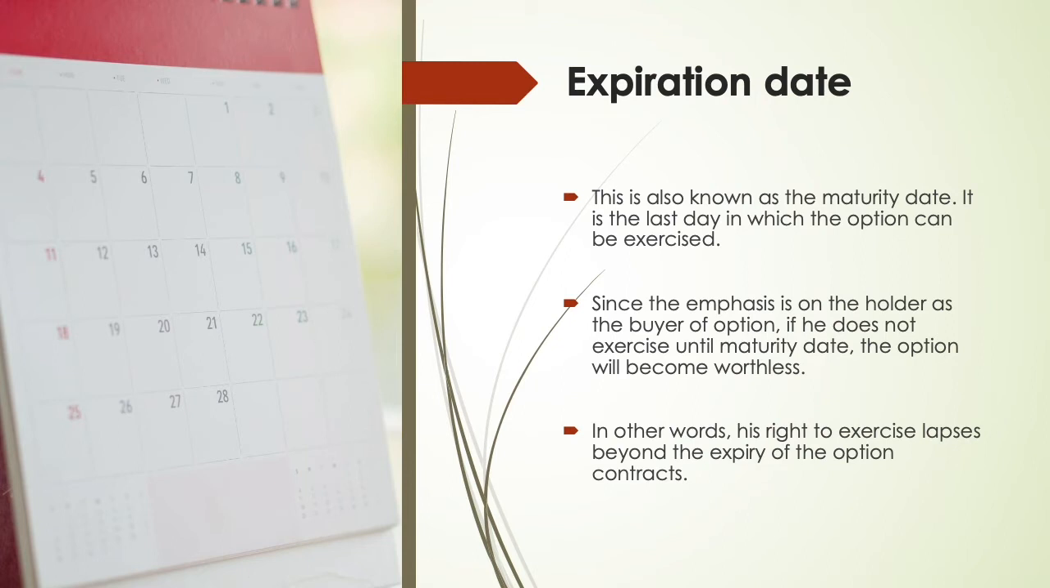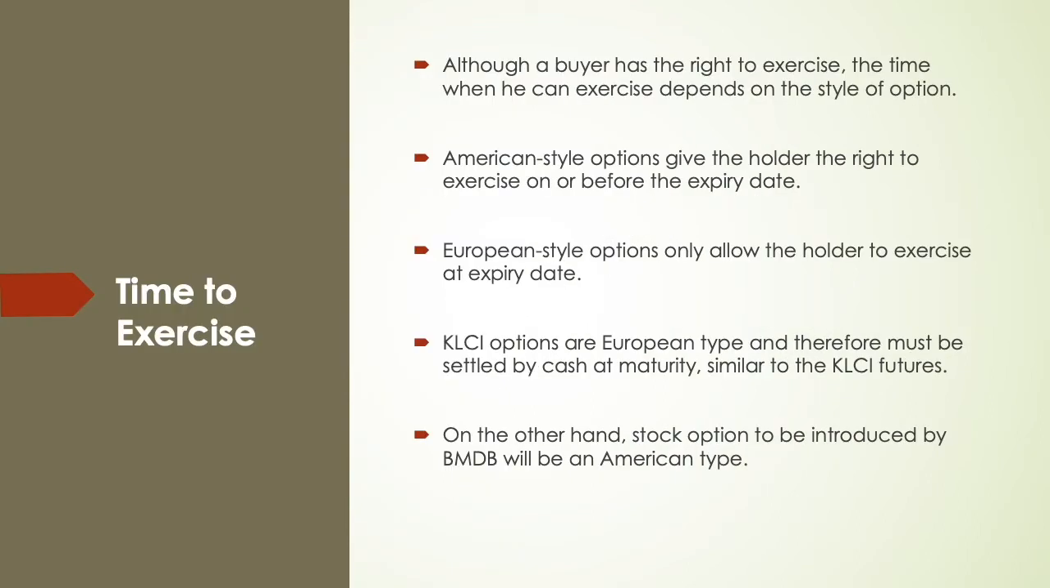Next, we look at the expiration date. What is the expiration date? This is also known as the maturity date. It is the last day in which the option can be exercised. Since the emphasis is on the holder as the buyer of option, if he does not exercise until maturity date, the option will become worthless. In other words, his right to exercise lapses beyond the expiry date of the option contract.